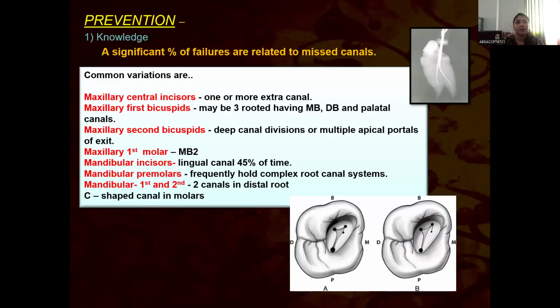Now, how do you prevent it? Actually, a significant percentage of failures are related to missed canals. So, how do you prevent it? In the maxillary central incisor, you should know the common variants, like there is a chance of an extra canal. In the maxillary first bicuspid, maybe the three-rooted one, you have MB, DB and palatal canals. Maxillary second bicuspid. So, you have to know all these common variations.